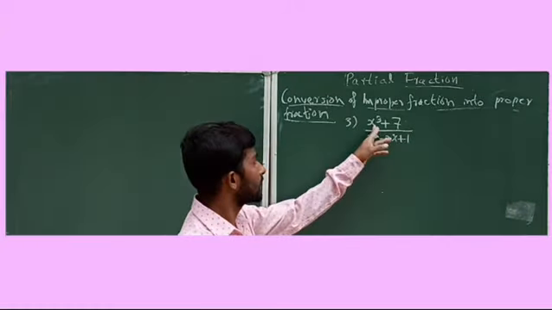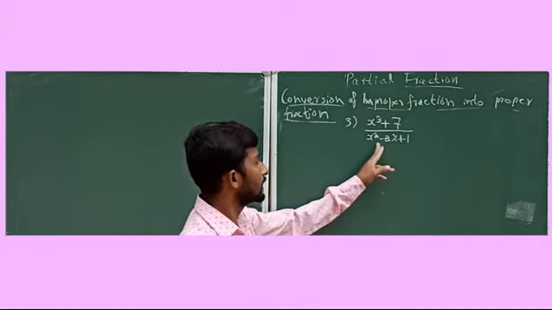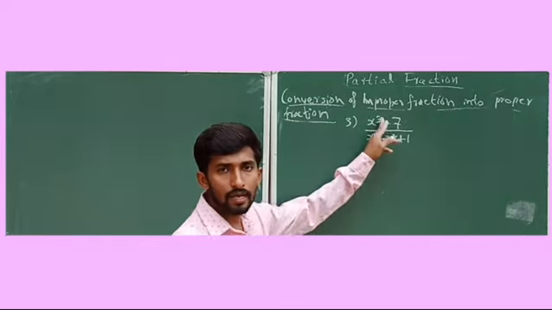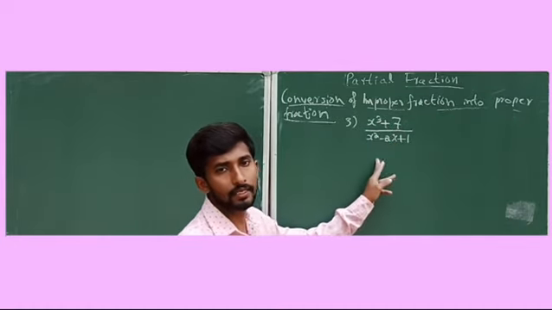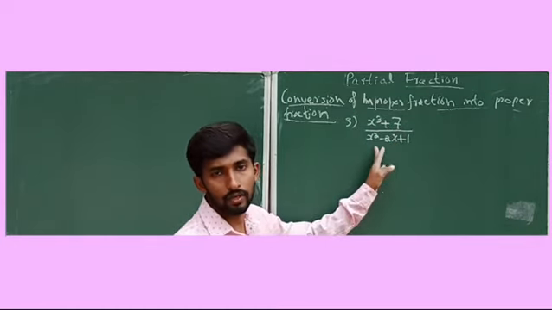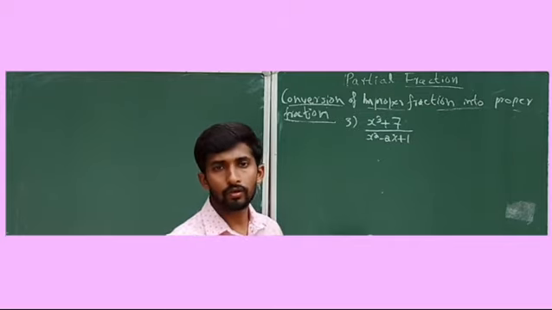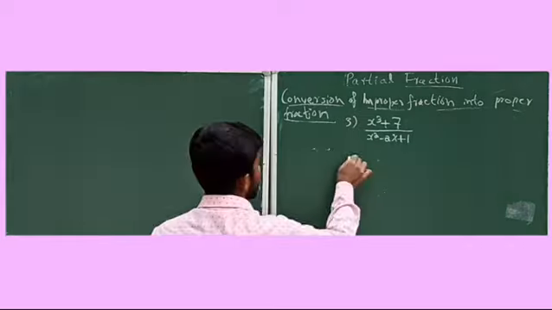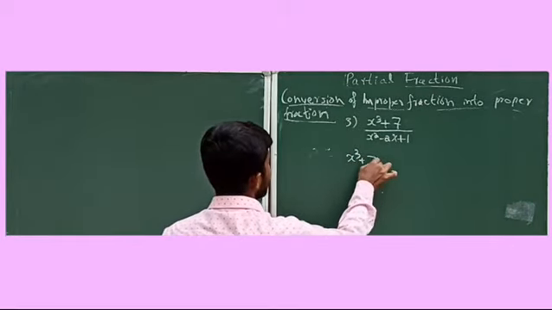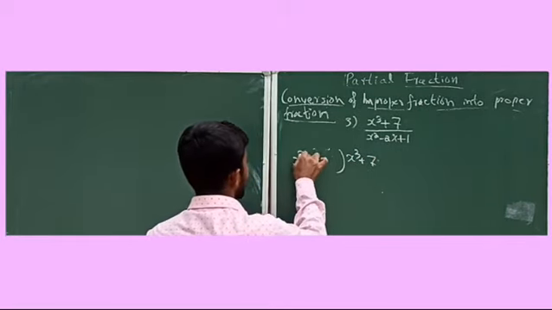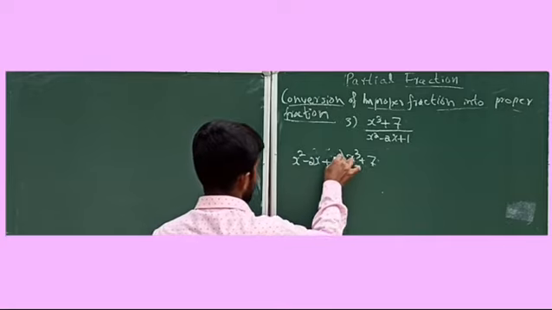Here the degree of the numerator is 3, the degree of the denominator is 2. Clearly the degree of the numerator is greater than the degree of the denominator. So this is an example of an improper fraction. So you need to convert it into a proper fraction. Divide x cube plus 7 by x square minus 2x plus 1.